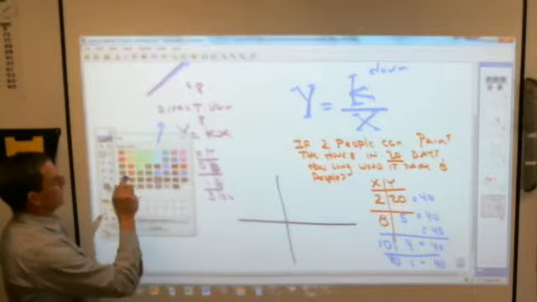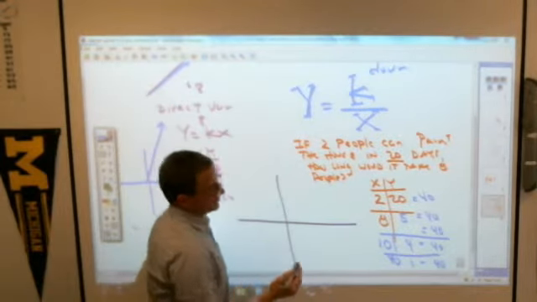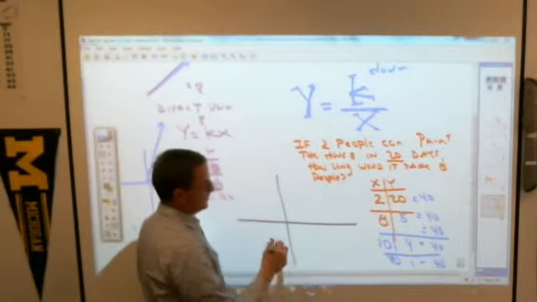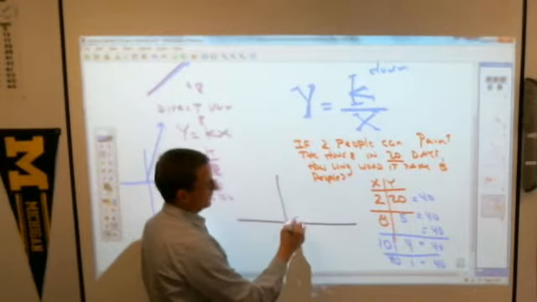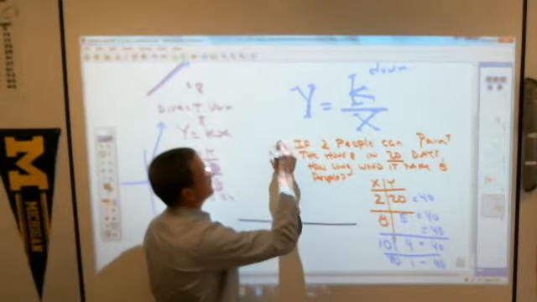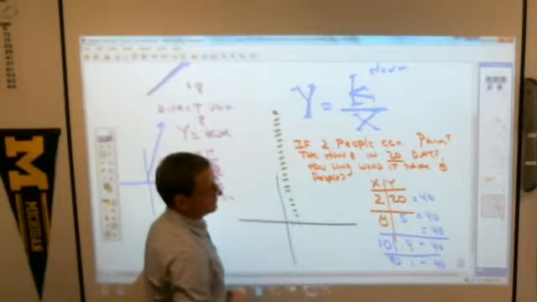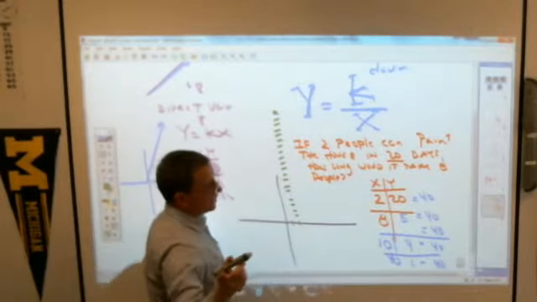I probably shouldn't have picked such big numbers there, but we'll go with it here. First of all, let's do this. 2 people would take 20. So here's 2. And then I have to go up 20. 1, 2, 3, up to 20. 2 people take 20. 4 people would take how long?